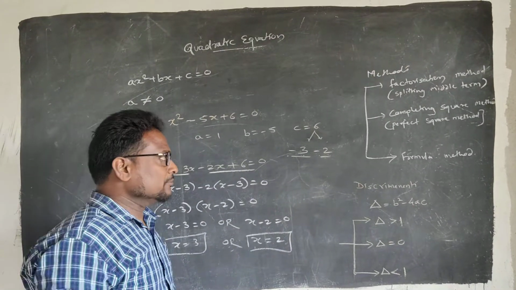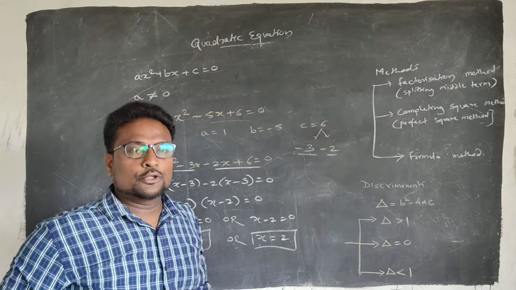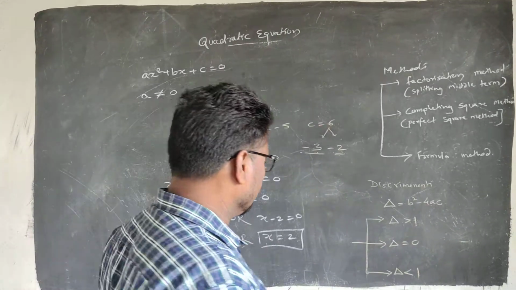Now it's time to see the problem in the perfect square method. Let us see the same example using the completing square method or perfect square method.